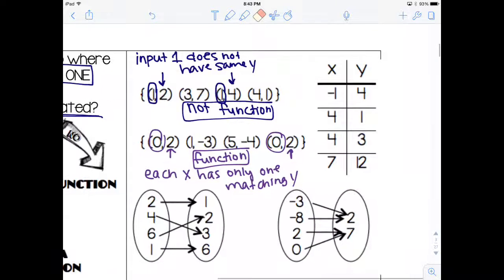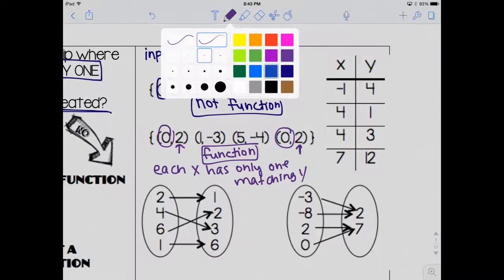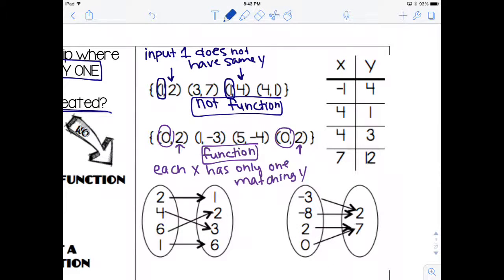Okay, so let's look at that. Those were ordered pairs. Let's look at a table. So here's my x. I have a -1, I have a 4, I have another 4, and I have a 7. So if they repeat, they have to match. 1 and 3 do not match, so this is not a function. Why is it not a function? Because the input 4 does not have the same y.